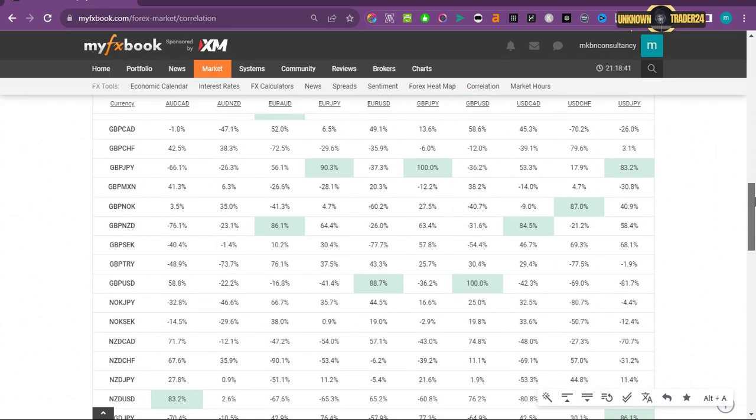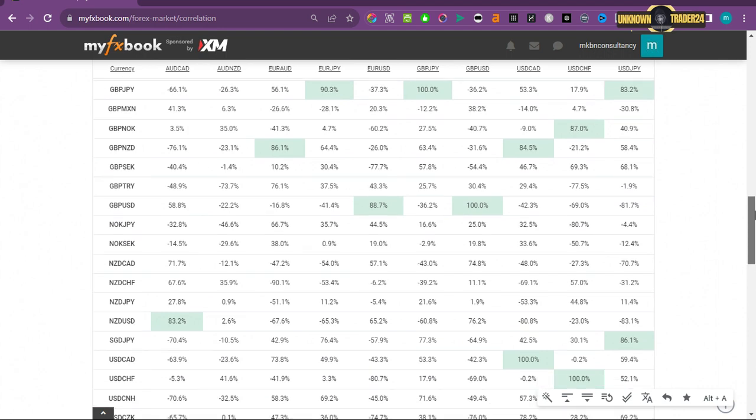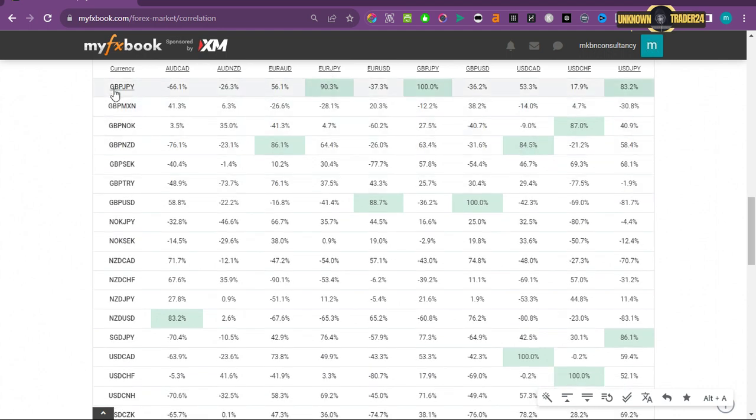I want to show you why certain things happen in a certain way. As you can see, Great Britain pound Japanese yen and Euro Japanese yen have a correlation of 90%. That tells you that if one is falling, the other one is gonna fall. Hence why we had news on euro, but they moved the pound crazily. So if you are trying to sell Great Britain pound Euro JPY and you are also buying Great Britain JPY, then you have done the same thing. One trade will win, the other one will lose.